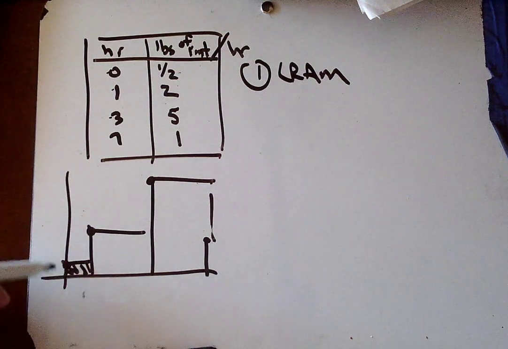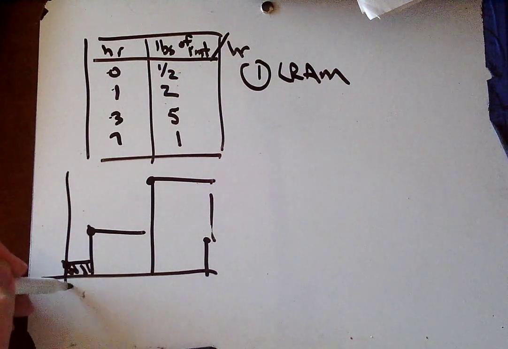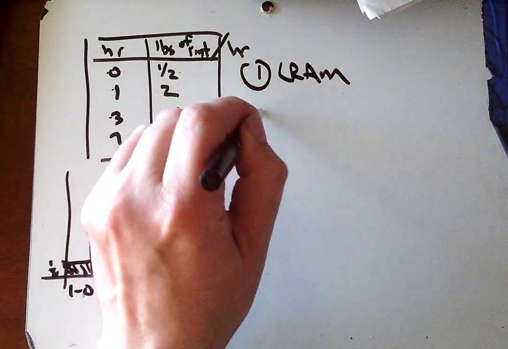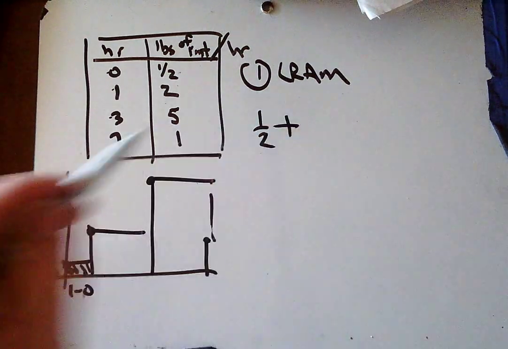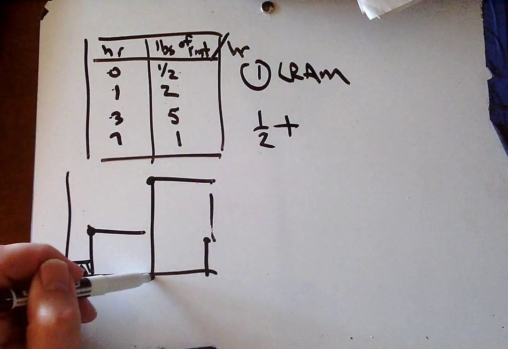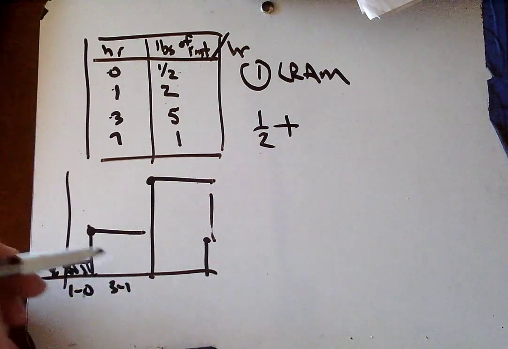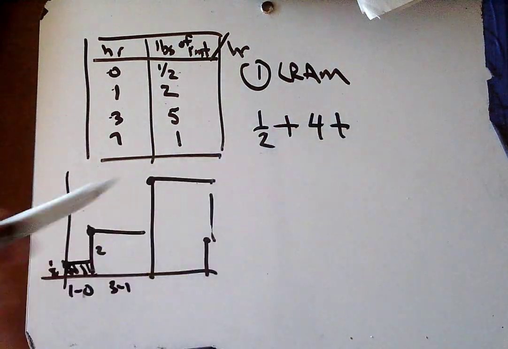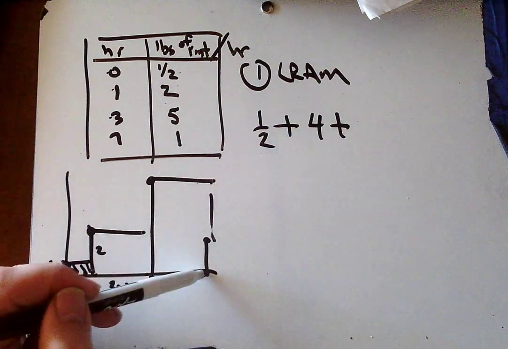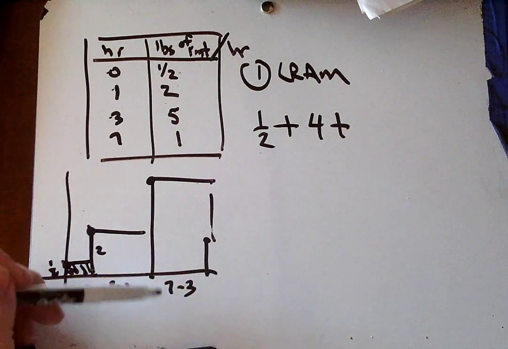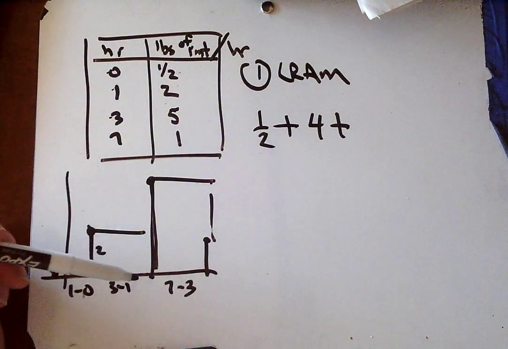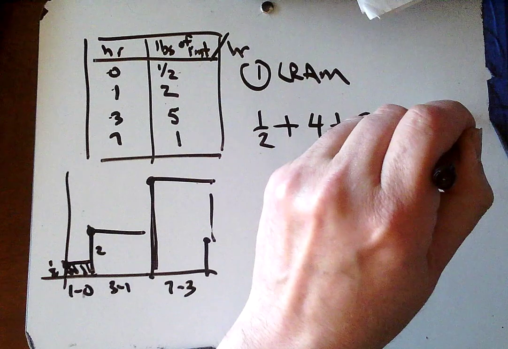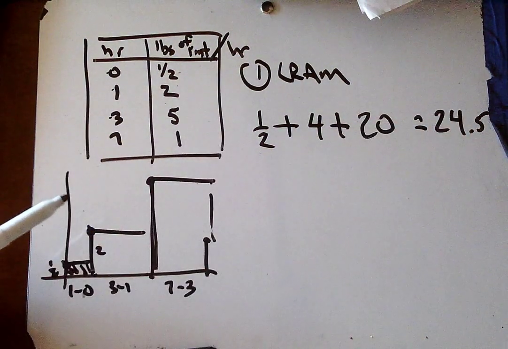And so this area is, I've got a width of 1 minus 0, and the height here is 1/2. So 1/2 times 1 is 1/2. And then here, I'm going from 1 to 3, so 3 minus 1, and the height here is 2. So I've got 2 times 2 or 4, and then here I'm going from 7 to 3, so that's going to be 4 times the left height of 5. So 4 times 5, I got me at 20, and so we're looking at 24.5.